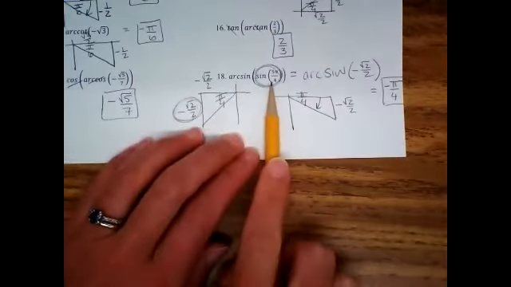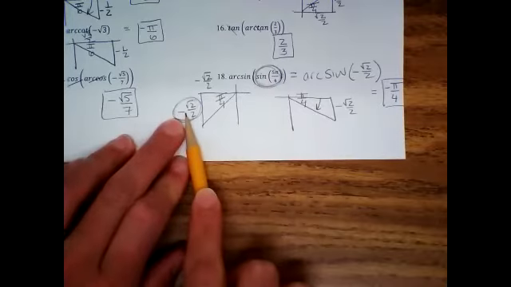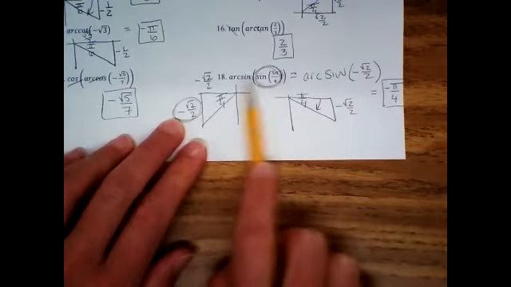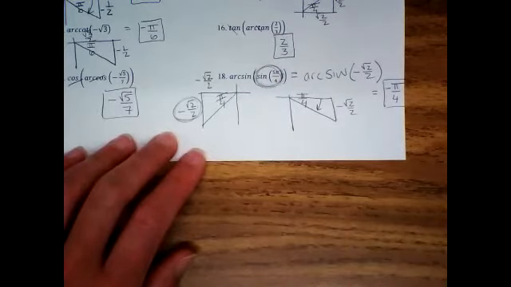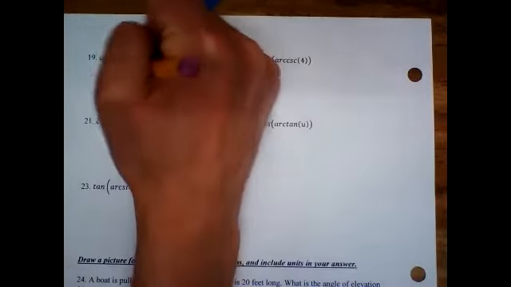So again, do the inside part. We got negative square root of 2 over 2. And then we did arc sine of that. So we did the outside part. Same thing for this one. If you were like, hey, I need another example of that, we're going to do it again.